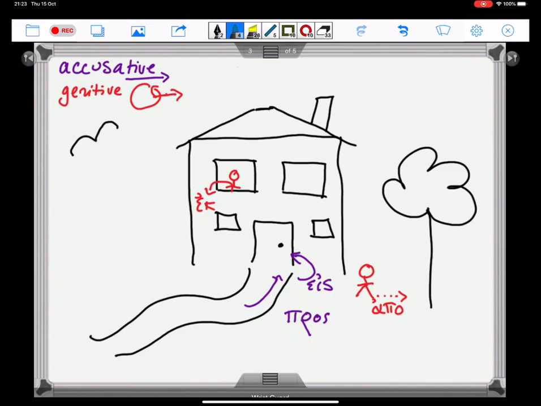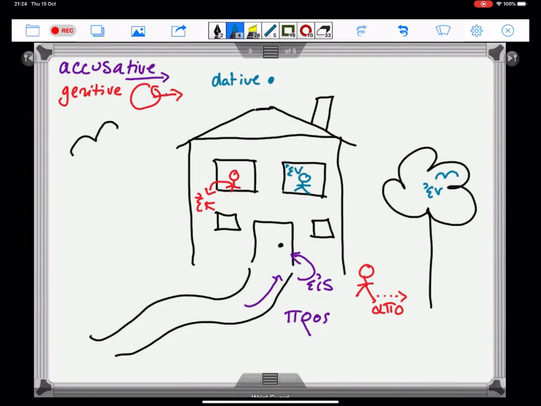And then you have the dative, which gives you a point. So here we have a dative person who is simply in the house, or a bird in or on the tree. Those are the basic prepositions given to you at the start of Duff.